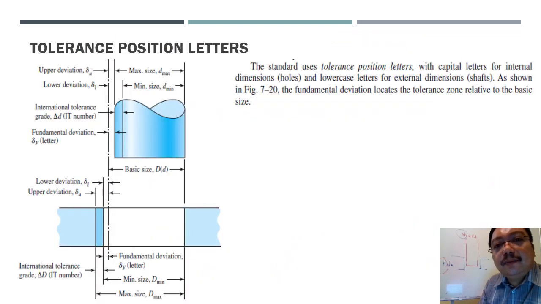This slide is fundamentally the same as what I said before. For the hole, you use the capital letter, and for the shaft, you use the small letter. Just remember that, because when you do the examples, if the question shows a capital letter, you immediately know it is referring to a hole, and if the question shows a small letter, it refers to a shaft.